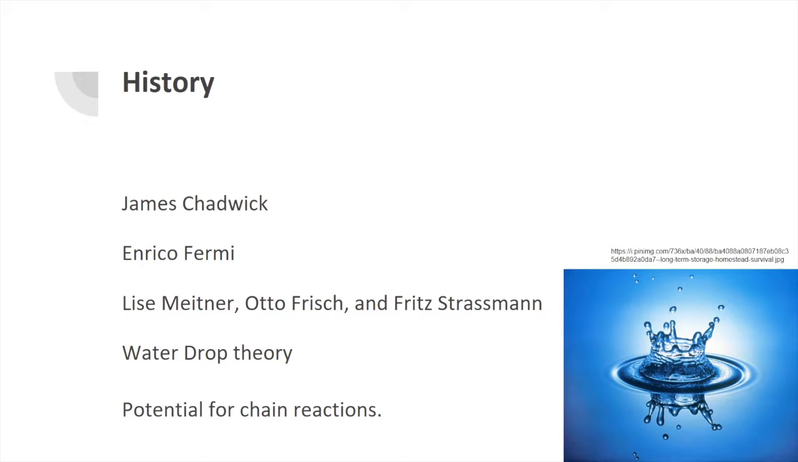In 1932, James Chadwick discovered the neutron, and he also discovered that it had a neutral charge. Enrico Fermi later built on this by discovering that a neutron could be used to split a uranium atom into multiple elements. Later, Lise Meitner, Otto Frisch, and Fritz Strassmann all worked together, and they found out that when uranium is split by a neutron, it splits into barium and krypton, and also releases three extra neutrons as well.